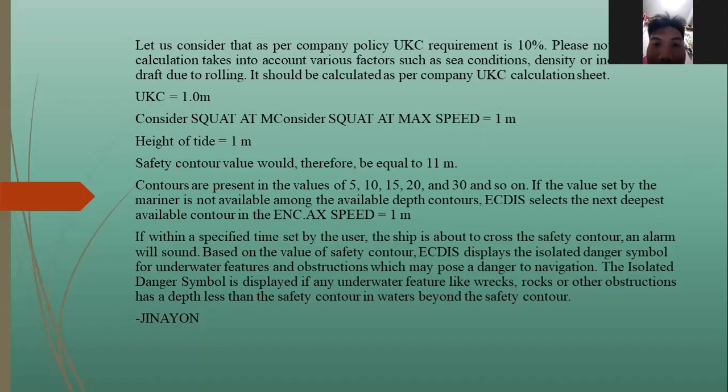Consider squat at max speed to be 1 m. Height of tide is 1 m. The safety contour value would therefore be equal to 11 m. Contours are present in the values of 5, 10, 15, 20, and 30, and so on. If the value set by the mariner is not available among the available depth contours, ECDIS selects the next deepest available contour in the ENC.